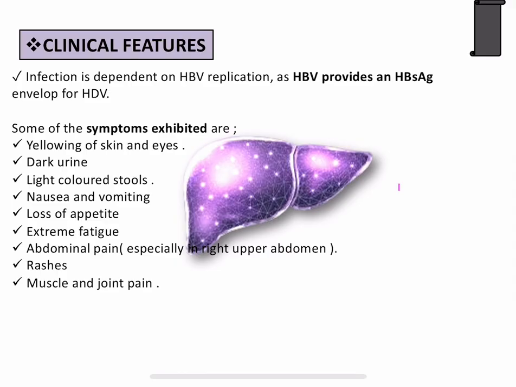This muscle and joint pain can be attributed to autoimmunity. When the body is trying to fight the hepatitis D viruses, it starts producing antibodies. Sometimes these antibodies will go and cross react with the joint tissues, resulting in inflammation and pain. Then the patient also presents with fever.